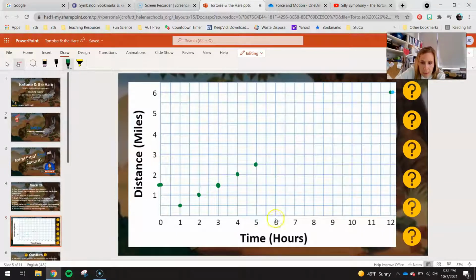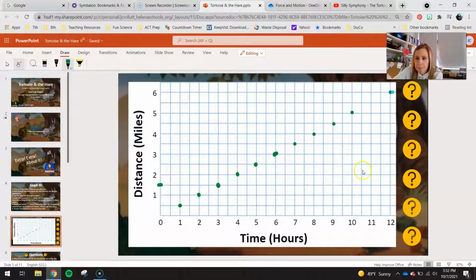Okay, and then from hour 5 to 6, he ran from 2.5 miles to 3 miles. Okay, and then from hour 6 to 7, he ran from 3 miles to 3.5 miles. Okay, from hour 7 to 8, he ran another half a mile, so 3.5 to 4. Okay, and so on and so forth. So from 8 to 9, he ran another half. From 9 to 10, he ran another half.